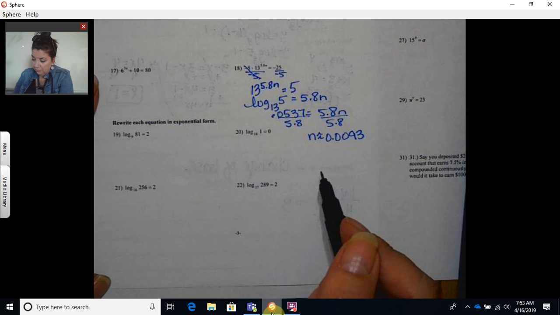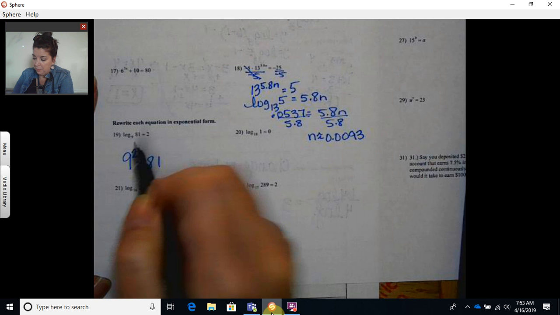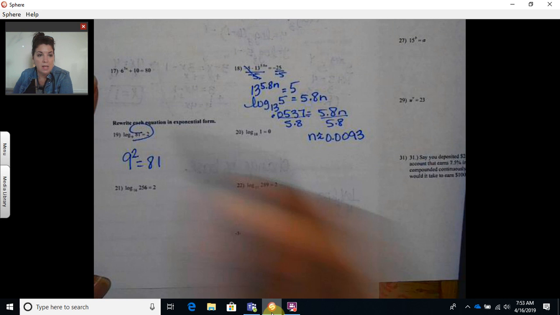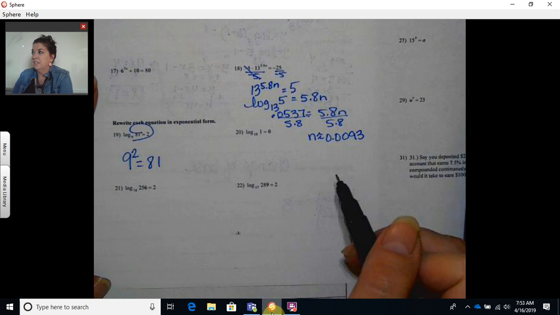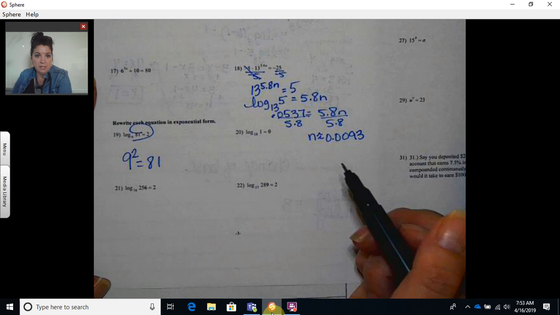Just convert it back to exponential. Which one? 19. Exactly. 9 squared equals 81. Remember, start with a base and make your little swirl. 9 squared equals 81. That's all you have to do. It's in logarithmic form. You're converting it to exponential form. That's it. Easy enough, right?